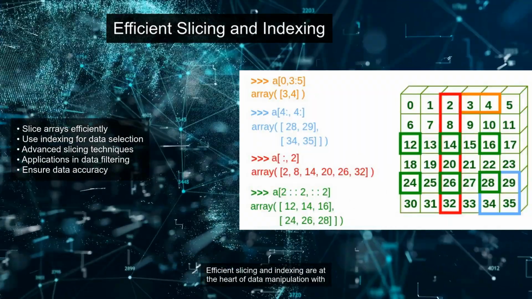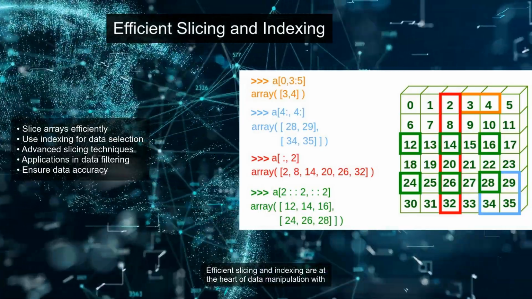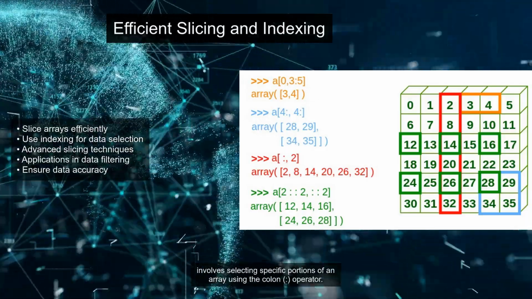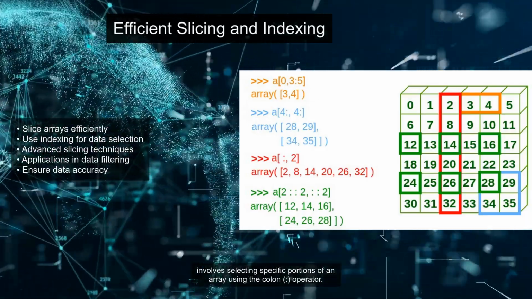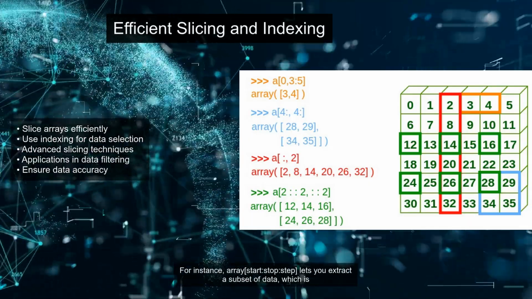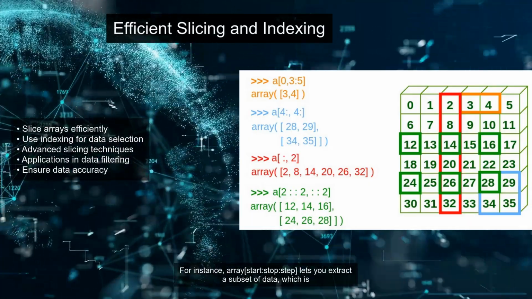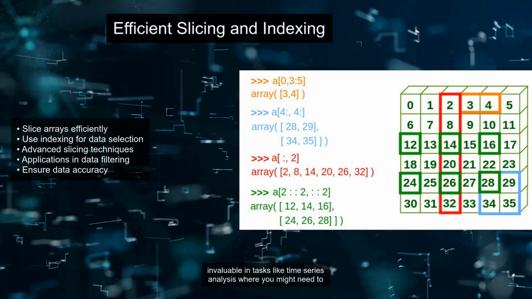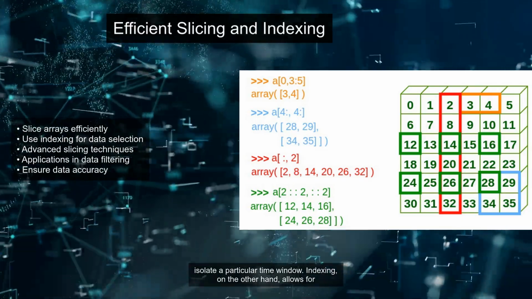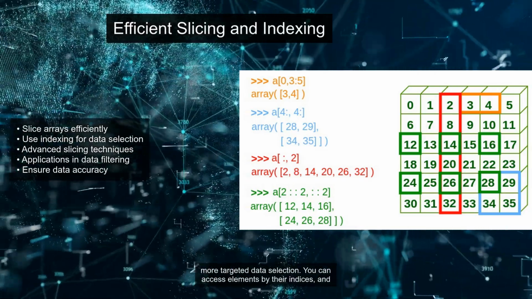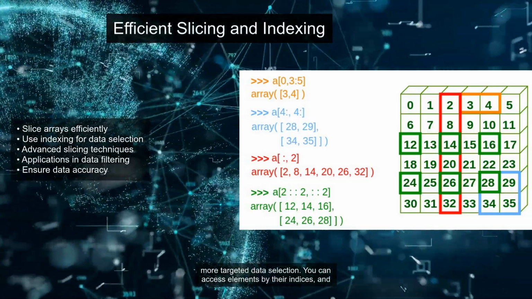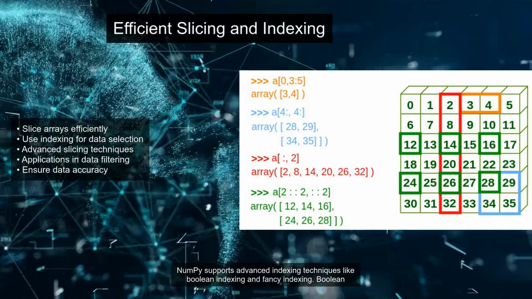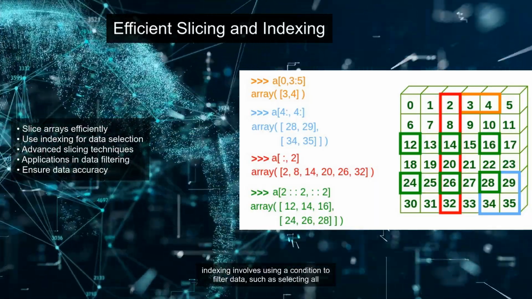Efficient slicing and indexing are at the heart of data manipulation with NumPy, enabling you to access and modify array elements with precision. Slicing involves selecting specific portions of an array using the colon operator. For instance, array[start:stop:step] lets you extract a subset of data, which is invaluable in tasks like time series analysis where you might need to isolate a particular time window. Indexing, on the other hand, allows for more targeted data selection.